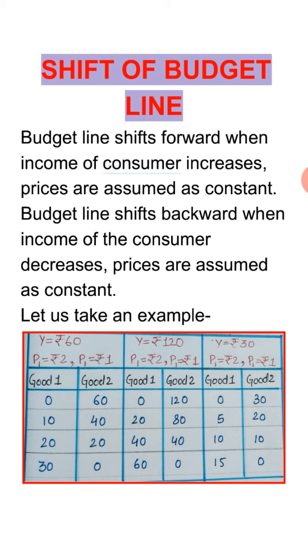We can take an example. In this schedule there are 3 columns. The very first column is when income is 60. In this, the consumption of good 1 and good 2 is given. Thereafter the second condition, when income increases from 60 to 120, what is the condition? Consumption of both good 1 and good 2 has increased.